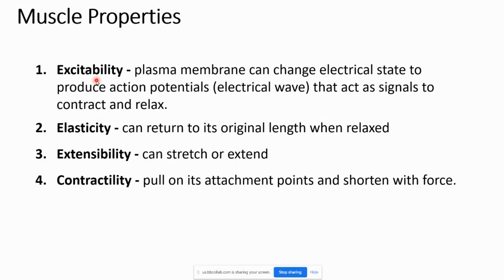Where excitability, of course, action potentials, or we can also say nerve impulses, can travel on the plasma membrane of muscle cells as well as nerve cells, neurons. And of course, you can stretch them and they go back to the original length. That's what these 2 properties have to do with here.